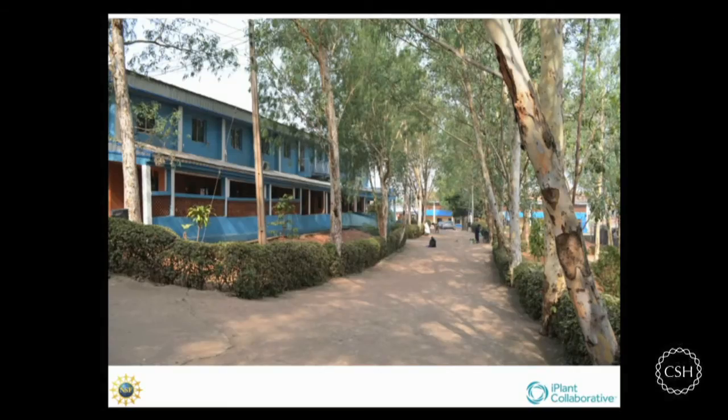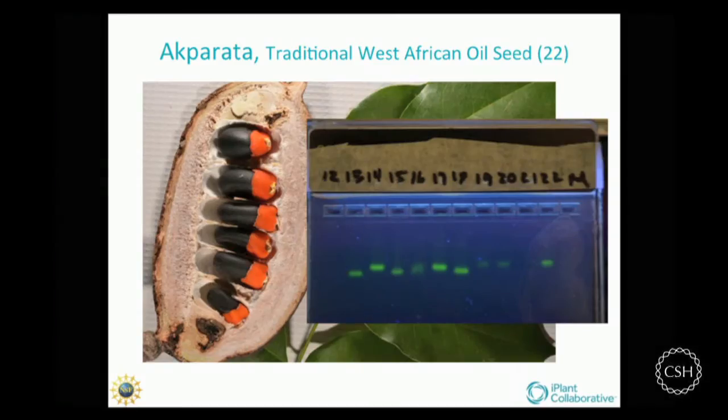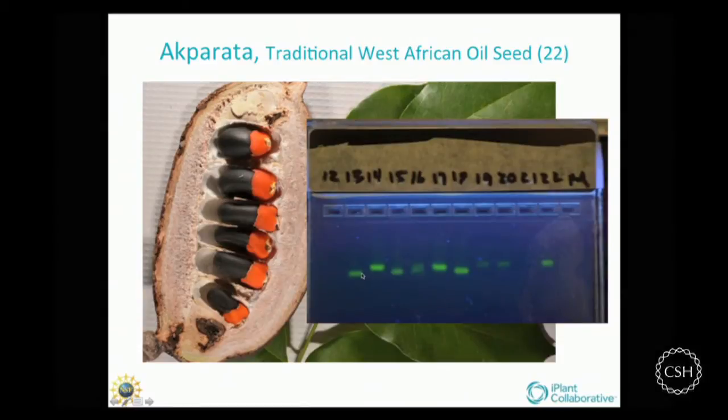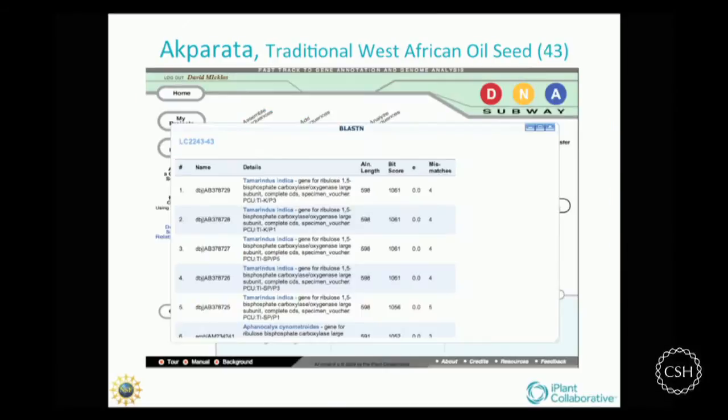We took those samples back to the classroom lab here at the college campus, and we extracted DNA and were pretty successful at amplifying barcodes from a number of species. Now the barcode amplicons, or PCR products, may differ slightly in size because they vary a little bit between different organisms. But this tree here, this Akparata tree, is sample number 22, and that was the DNA that I then brought back to the United States and sent off for sequencing.